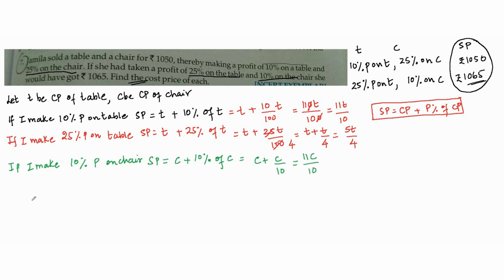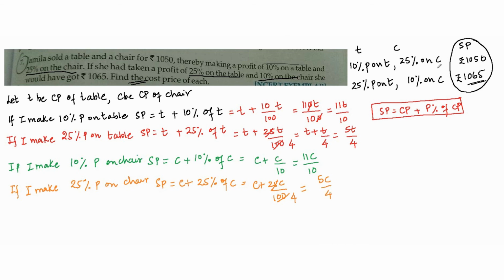And now if I make 25% profit on the chair, then the selling price is going to be C plus 25% of C, which is C plus 25C upon 100, and 25 and 100 cancel by 25, so this becomes C plus C by 4, which is 5C by 4.